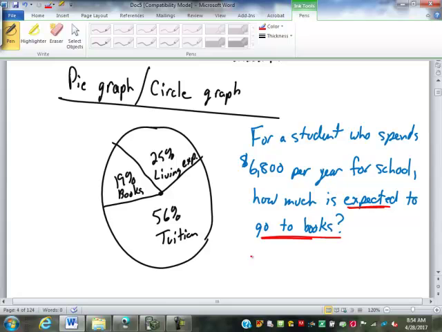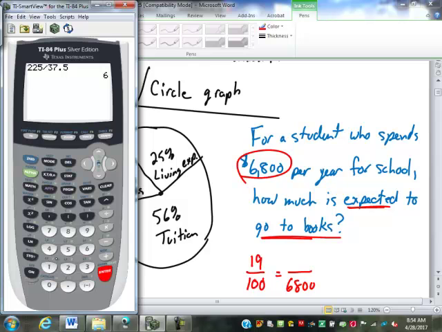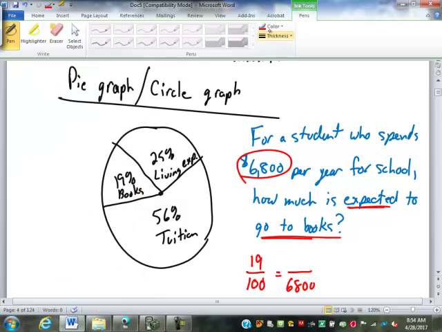Well, books are 19%, so we go back to our percent calculations from the second week. 19% is 19 out of 100. How much is that out of the total of 6,800? Cross multiply and divide. 19 times 6,800 divided by 100 gives us $1,292 in books.